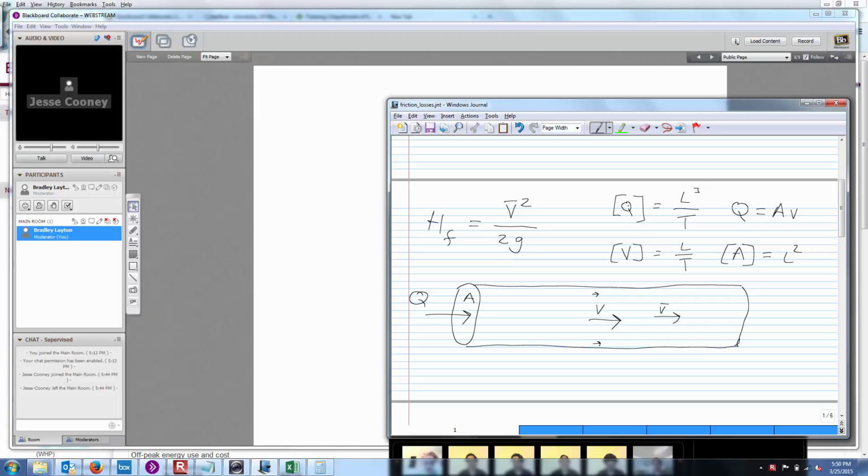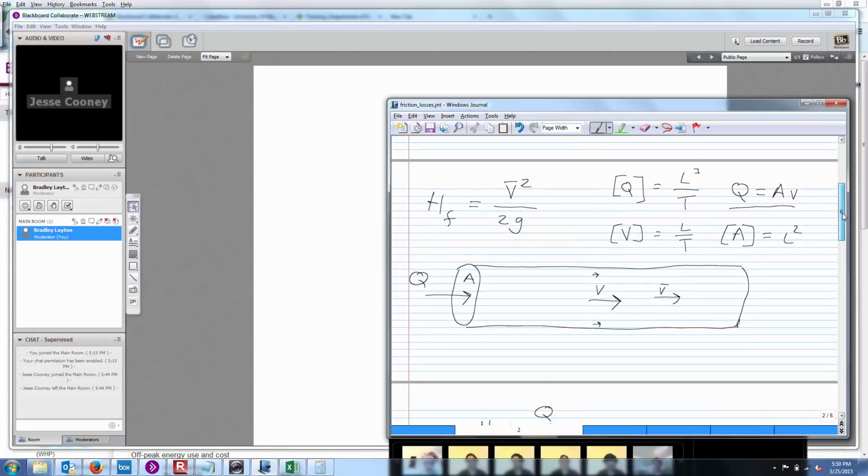We did some dimensional analysis. We know that the flow rate is in volume per time, and we know the velocity is length per time, and we know that area is length squared. So Q equals AV is the way to think about that. Volume equals area times velocity.